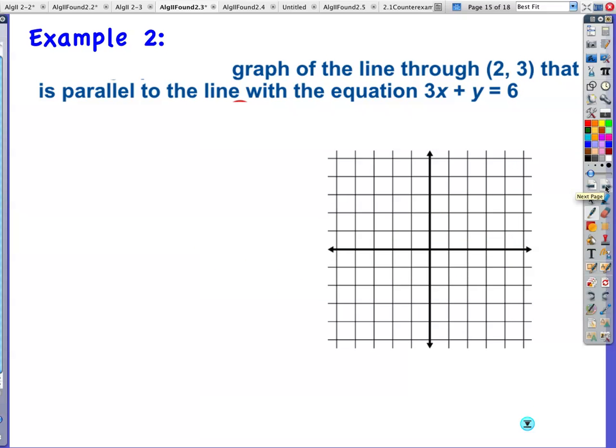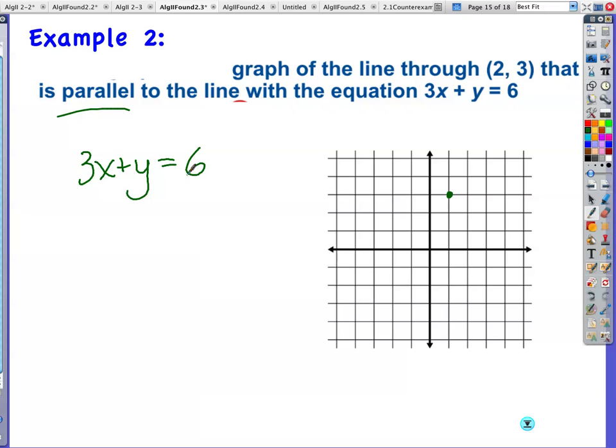Example 2. This isn't worded quite right, but graph the line through the point 2, 3 that is parallel to the line of the equation 3x plus y equals 6. So I'm going to graph the point 2, 3. Done. It's got to be parallel to the equation 3x plus y equals 6.